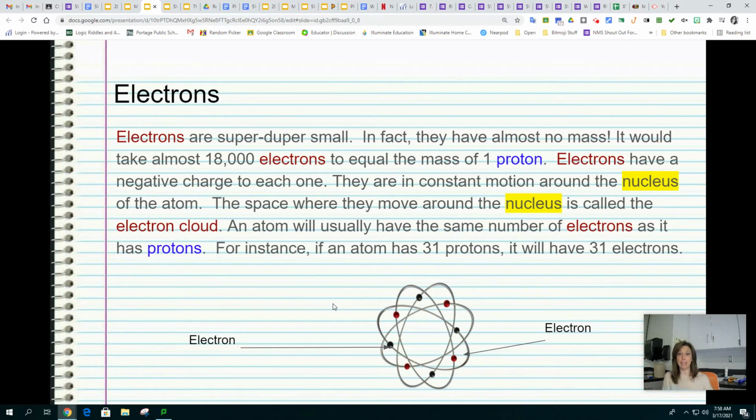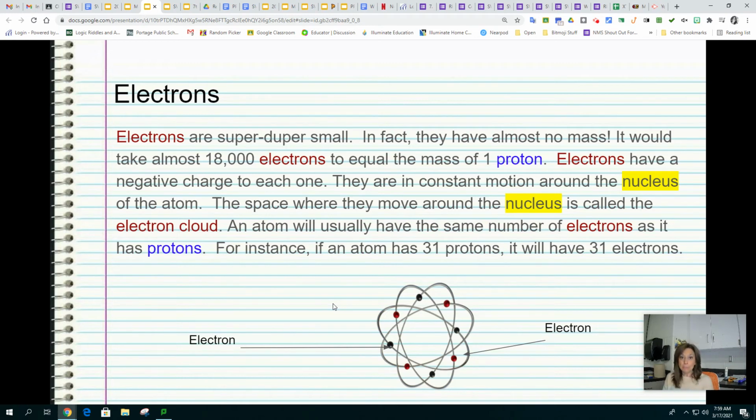So remember, I said earlier that protons have a positive charge and atoms overall are neutral. That's because electrons have a negative charge and they balance each other out. Neutrons, remember, have neutral charge, no charge, so they don't even come into play when it comes to charges. So the electrons are negative, protons are positive, they balance each other out. Okay? They're in constant motion around the nucleus of the atom. The space where they move around the nucleus, which is mostly empty space, is called an electron cloud.